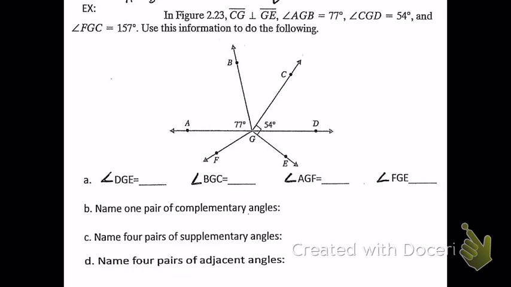Go ahead, y'all. CGD and EGD. Yeah. It's this angle and this angle, right? They're marked with the 90 degrees. So that would be angle CGD and angle DGE. Very good. Complementary angles.